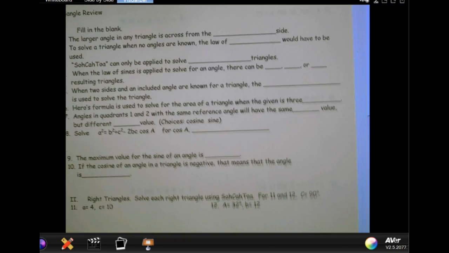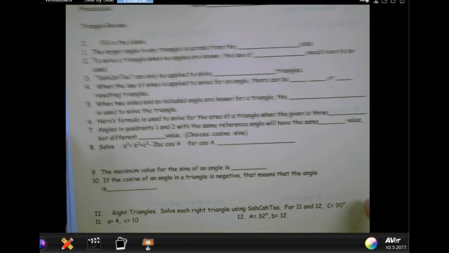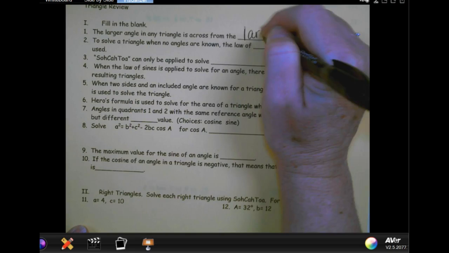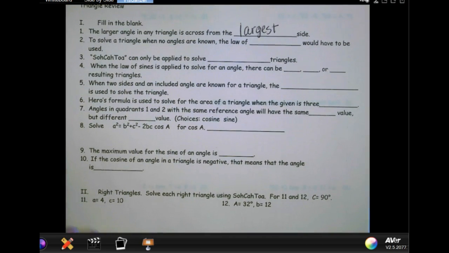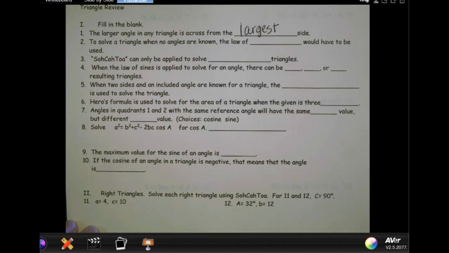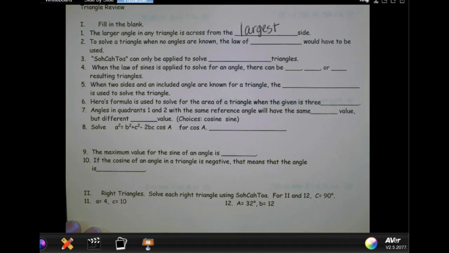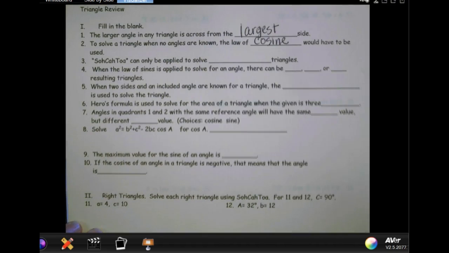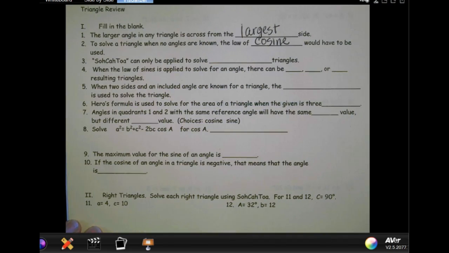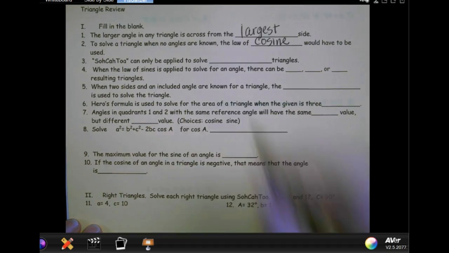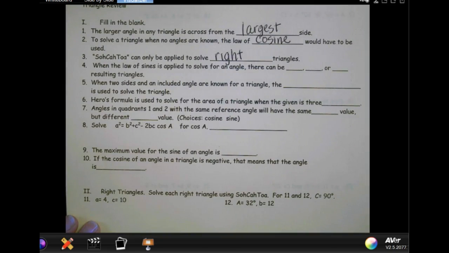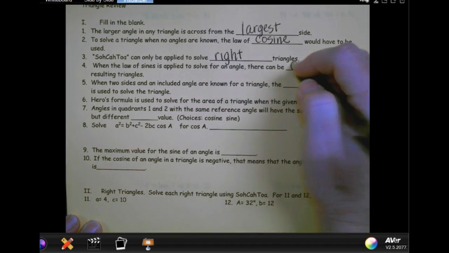Let's run through some of this vocabulary together. The larger angle in any triangle comes from the largest side. To solve a triangle when no angles are known, so that's side, side, side, what are you going to use? Cosine? Yeah, so you're 0 for 2, Xavier. SOHCAHTOA would only be applied to right triangles. Did we do any right triangles? No. When the law of sine is applied to solve for an angle, there can be how many triangles? 0, 1, or 2.